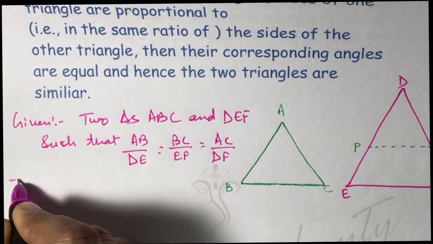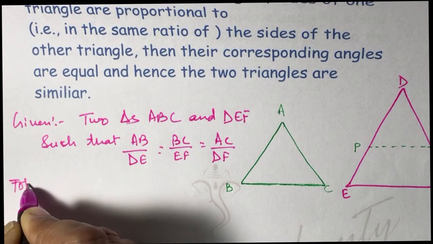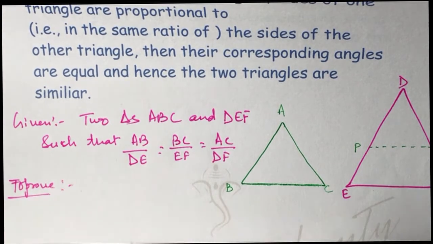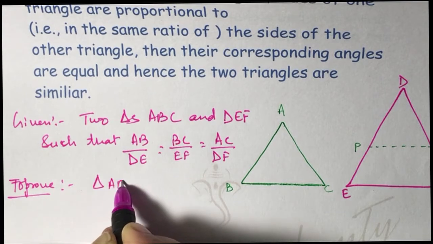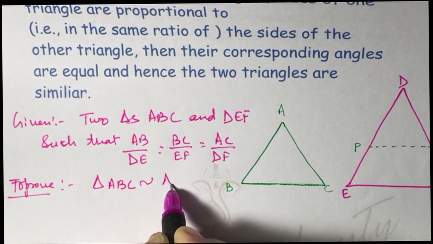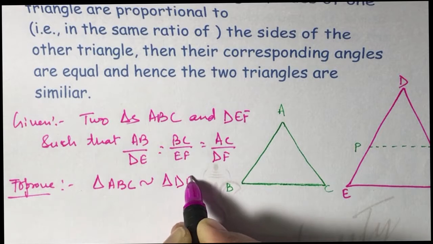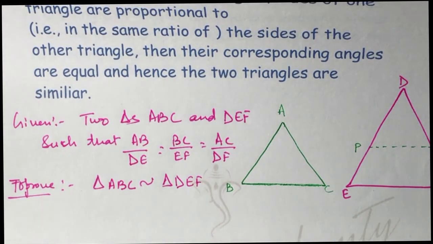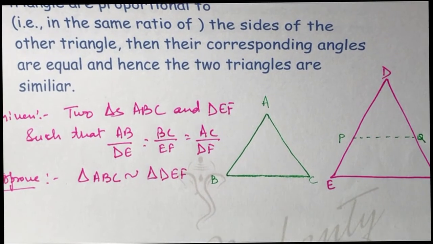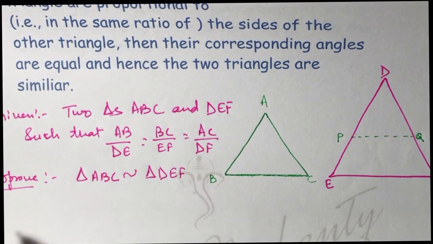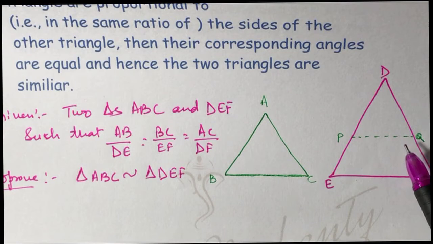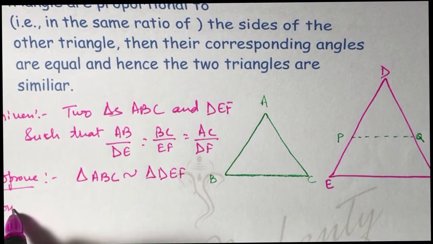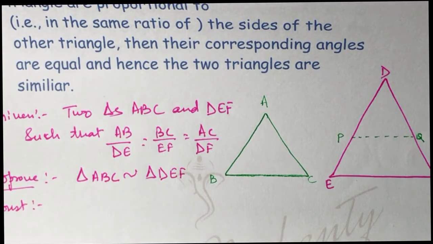Now, what do you have to prove? It is said that if this is the case, then you have to prove that triangle ABC is similar to triangle DEF. This is our to prove. Fine, no problem. Now let us go to the construction. You must be finding, I have drawn a dotted line over here. So let us find out why I have drawn this dotted line.